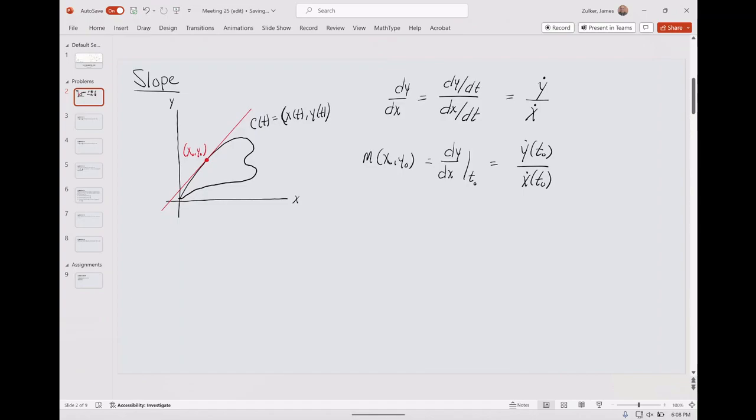Remember, that dy dx is a function of t, because dy dt and dx dt are both going to be functions of t, aren't they? But why stop there? We can, in theory, find higher order derivatives as well.